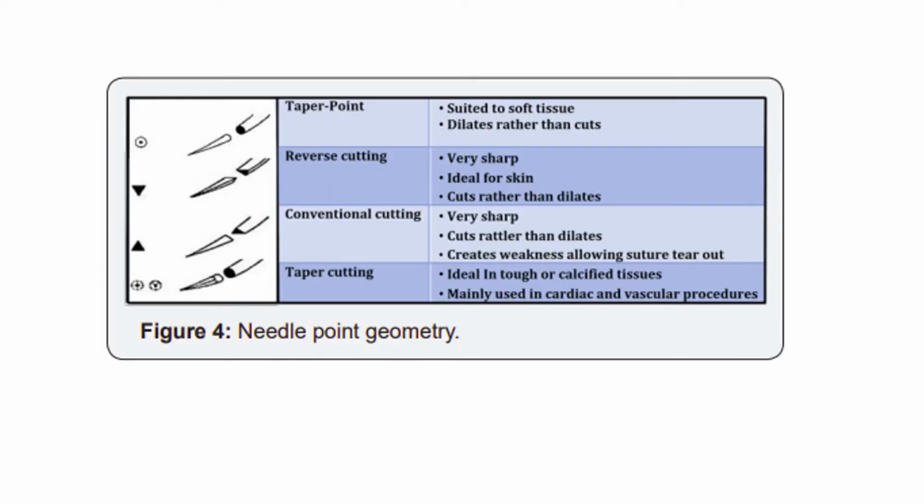This is just to show the needle point geometry. Here we have tapered point, which is suited to be used for soft tissue. It dilates rather than cuts the tissue. Here is a reverse cutting, which is very sharp, ideal for the skin, but it cuts rather than dilates. Here is the conventional cutting. This is also very sharp. It cuts rather than dilates, so it creates weakness, allowing suture tear out. This is tapered cutting. This is ideal in tough or calcified tissue, but mainly used in cardiac and vascular procedures.